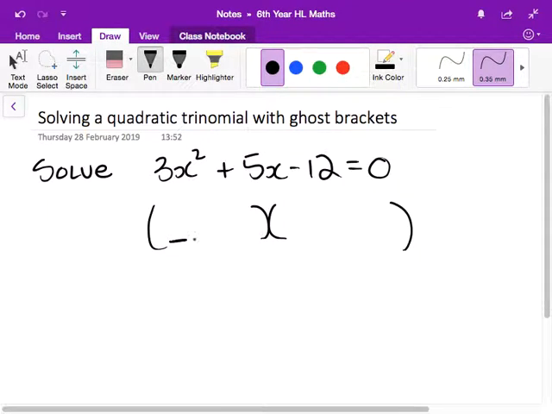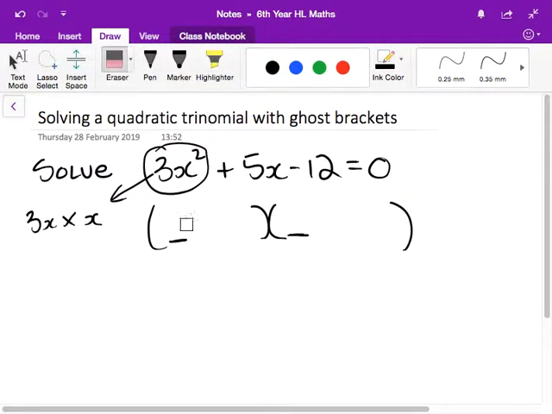The first spot in each bracket is going to be filled by the factors of this term here. Because it's a 3, that's going to be 3x times x. And obviously it can go in either order, so it could be 3x in the first bracket and x in the second, or the other way around, and we don't really know yet which it is. But because 3 is prime, they're the only factors, so these are always easier when you have less choice. So we put the 3x here and we put the x here.